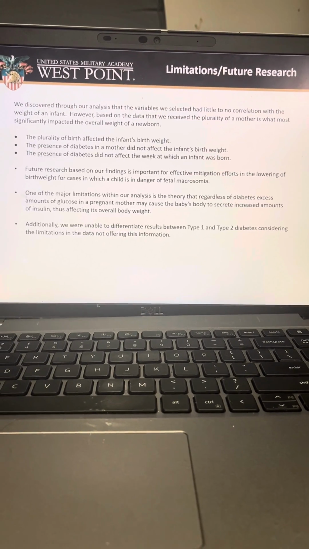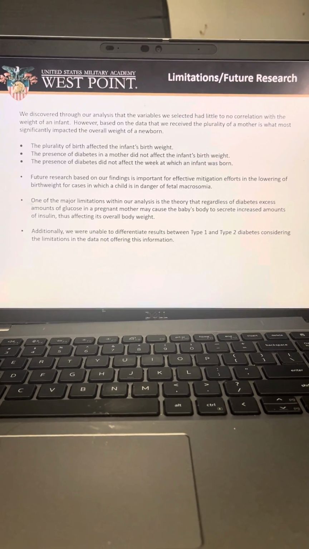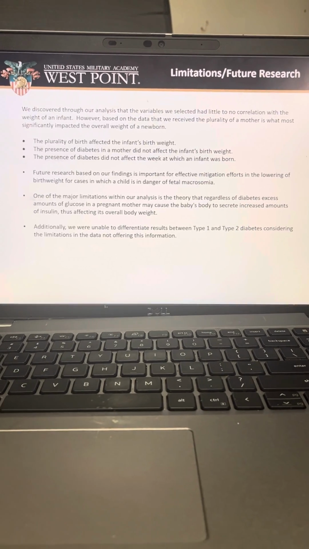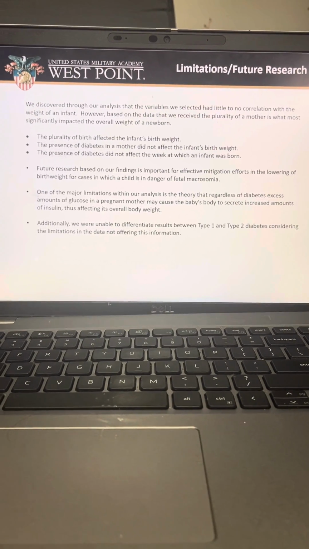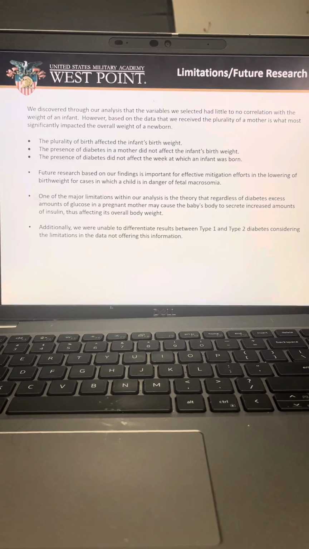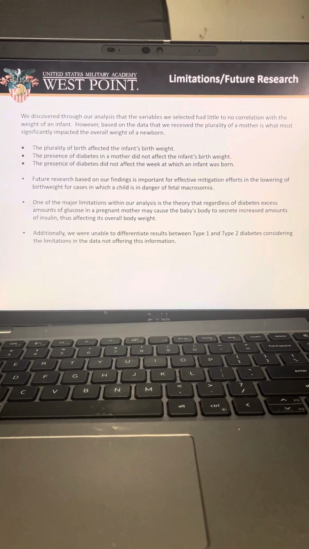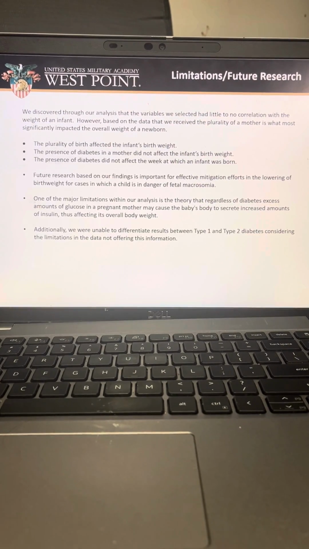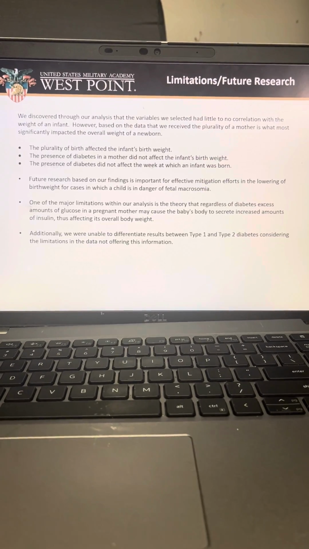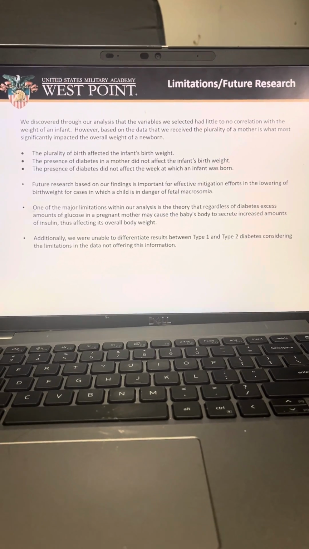One of the major limitations within our analysis is the theory that regardless of diabetes, excess amounts of glucose in a pregnant mother may cause the baby's body to secrete increased amounts of insulin, thus affecting its overall birth weight. Additionally, we were unable to differentiate results between type 1 and type 2 diabetes, considering the limitations in the data not offering the information.